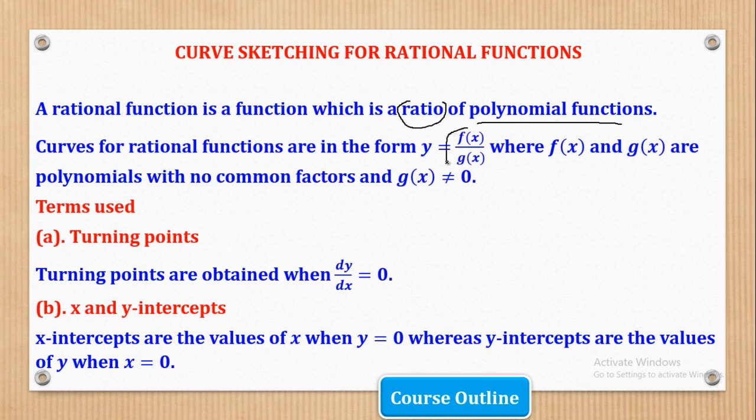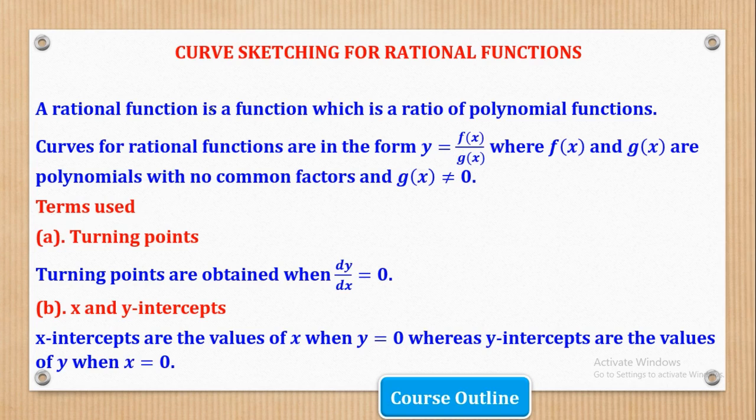Quotients are the functions which are in this form, whereby the numerator is a function of x and also the denominator is a function of x, and they have no common factor, and g(x) is not equal to 0 because any number divided by 0 is infinity or is invalid.